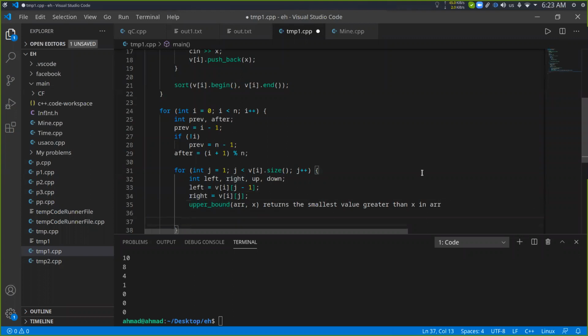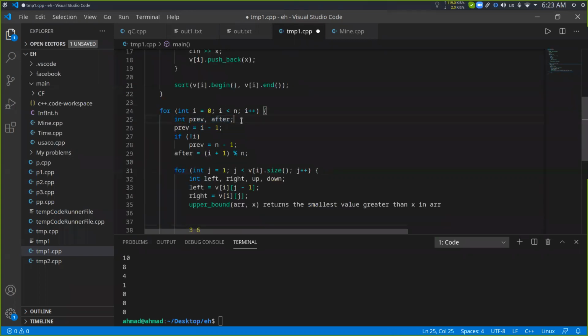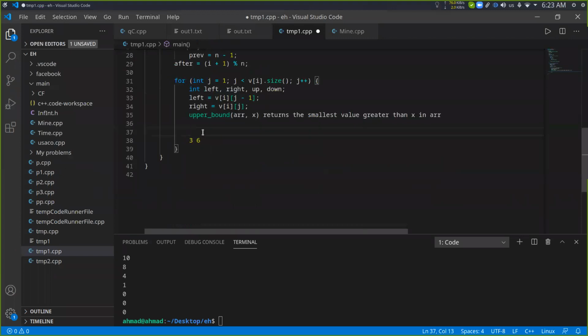Let's take an example here. We are now standing at some cell which is between 3 and 6, for example. And for the previous and after, we have some big array here which is 1, 3, 4, 5, 6, 10, for example.